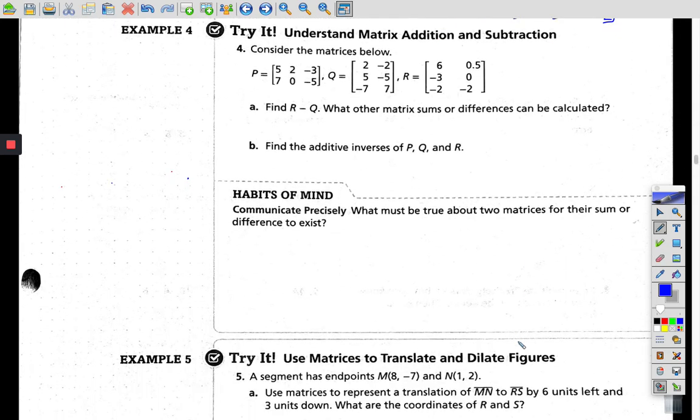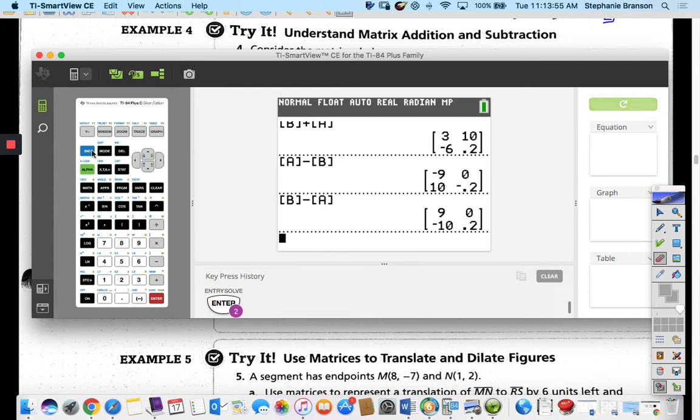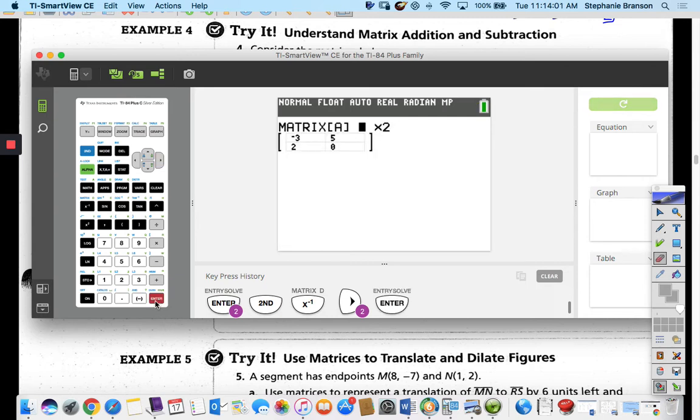All right, consider the matrices below. Again, I'm going to change the names of these. A, B, and this time we've got C. So R minus Q would be C minus B. So I'm going to go second and then x to the -1, and I'm going to edit all of my matrices.